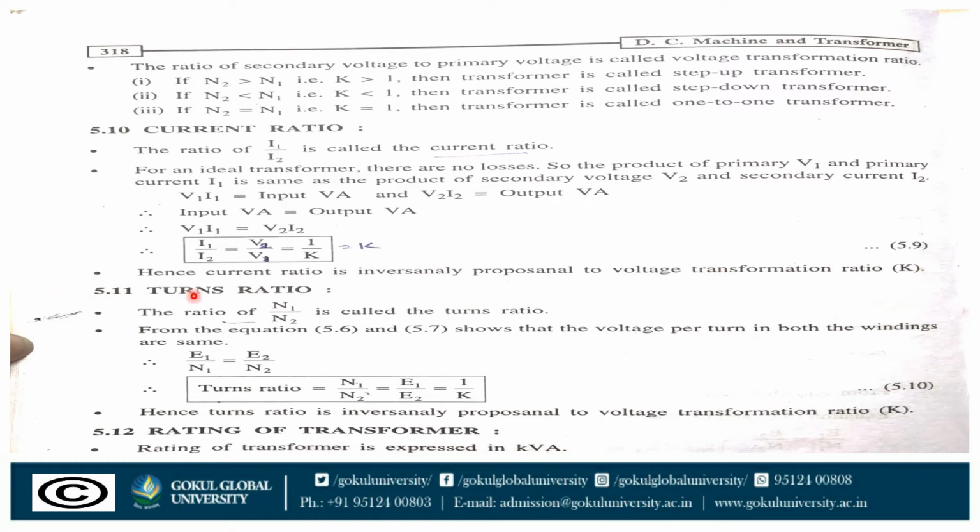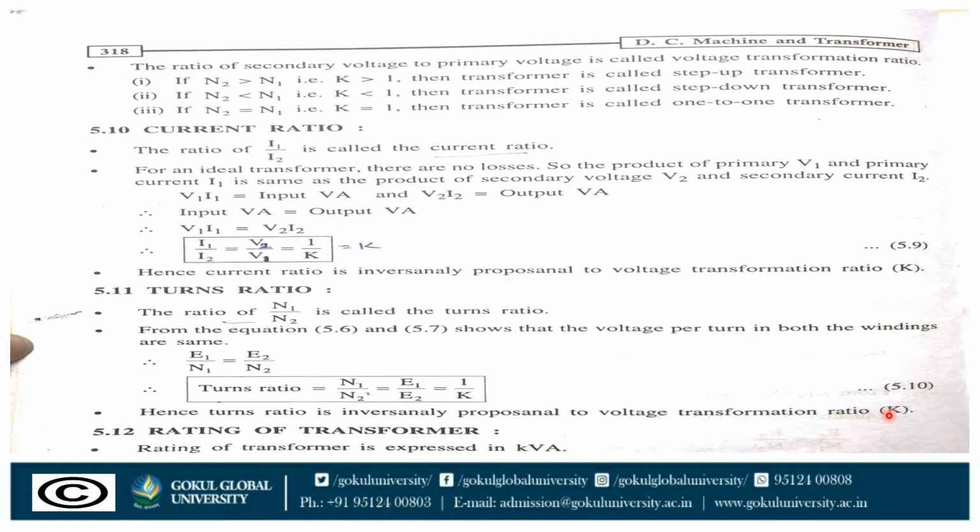Next is the turns ratio. Now what is turns ratio? The ratio of primary turns to secondary turns is called the turns ratio. So from the equation we get turns ratio is equal to N1 by N2 is equal to E1 by E2 is equal to 1 upon K. So we can also say that the turns ratio is inversely proportional to the voltage transformation ratio K.